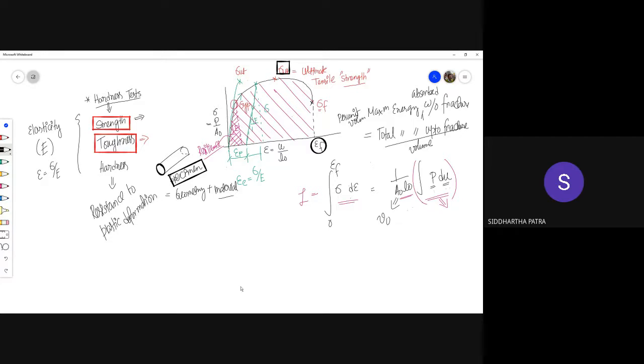Now you see this stress strain diagram right here. On the x-axis it plots the total strain.